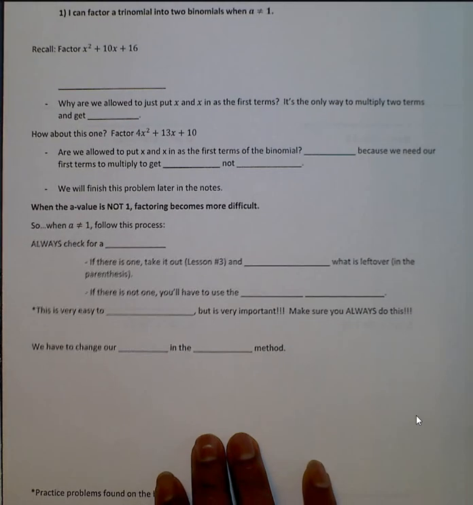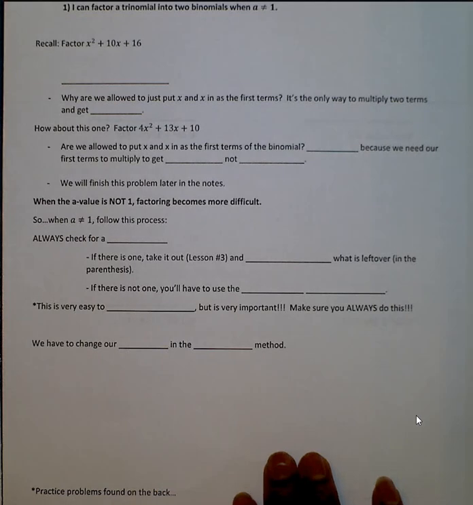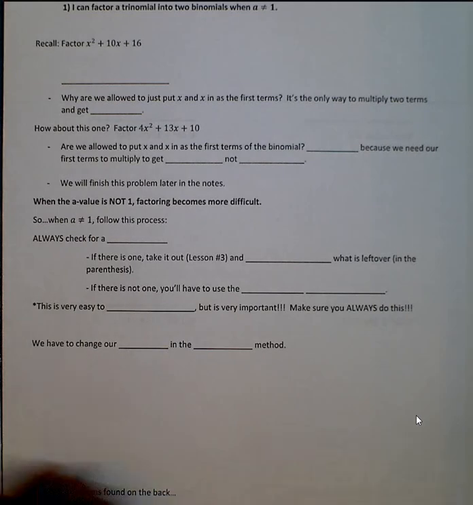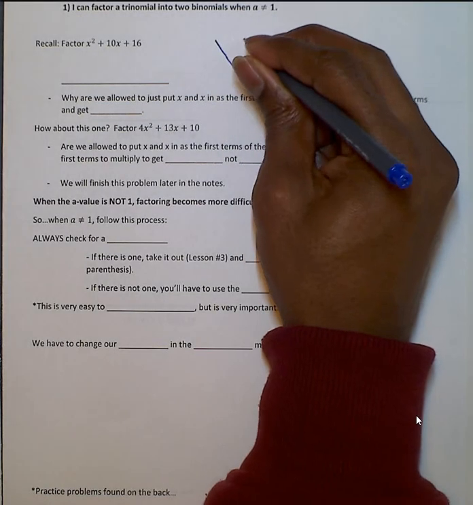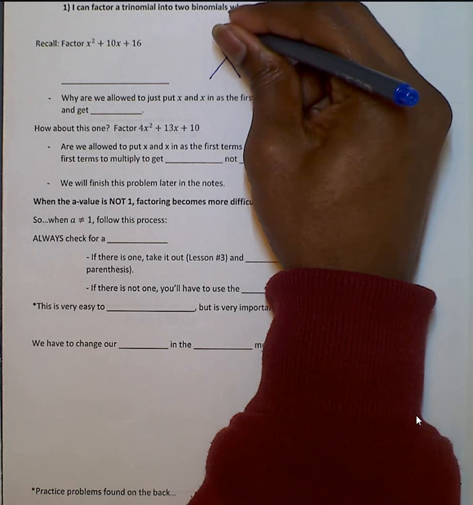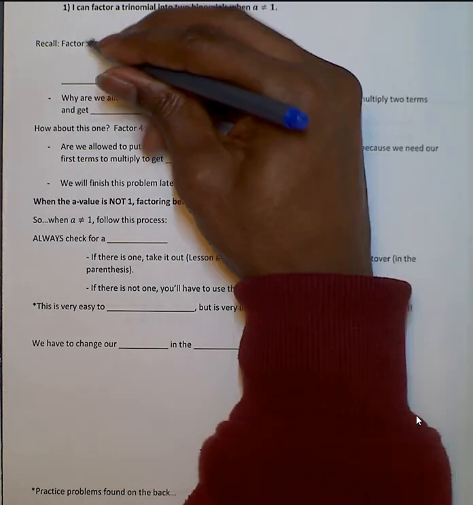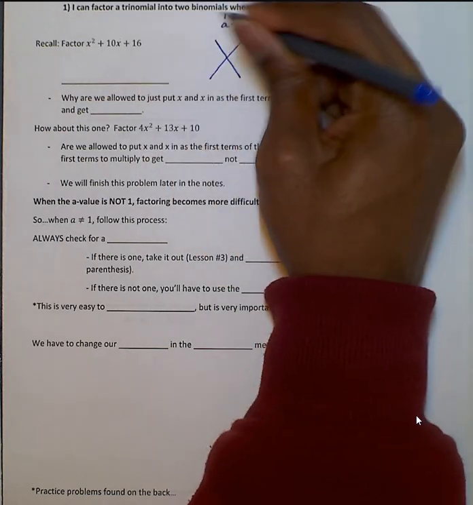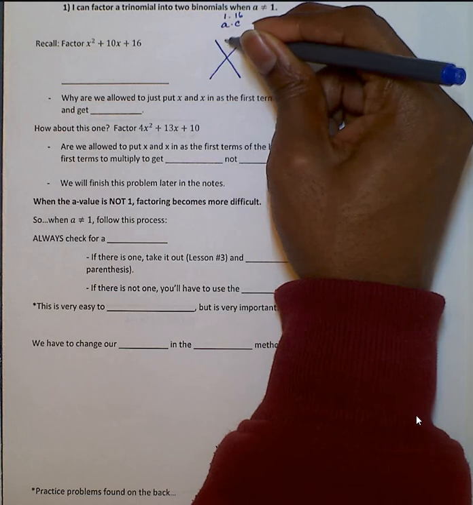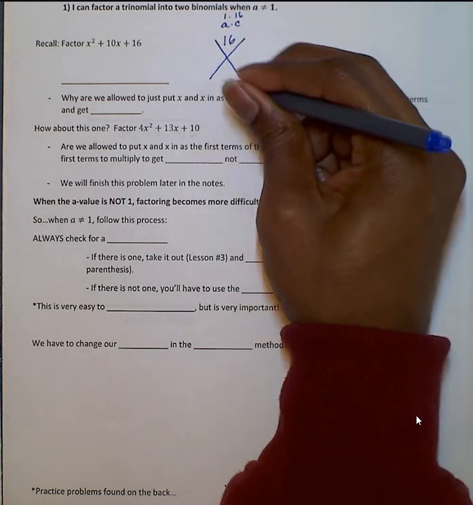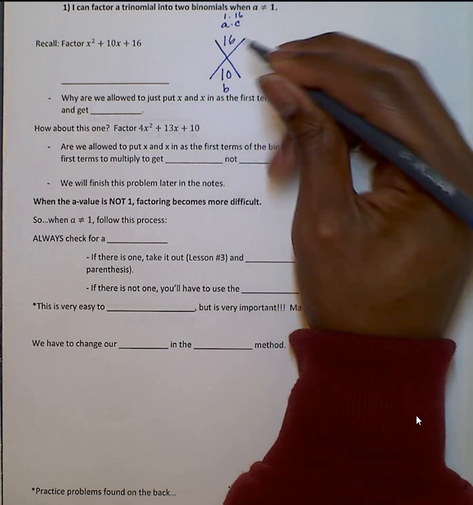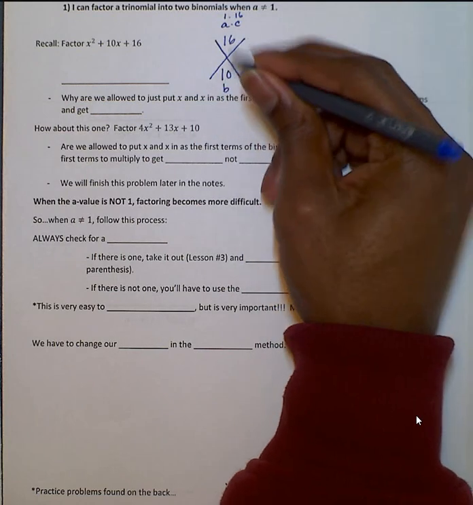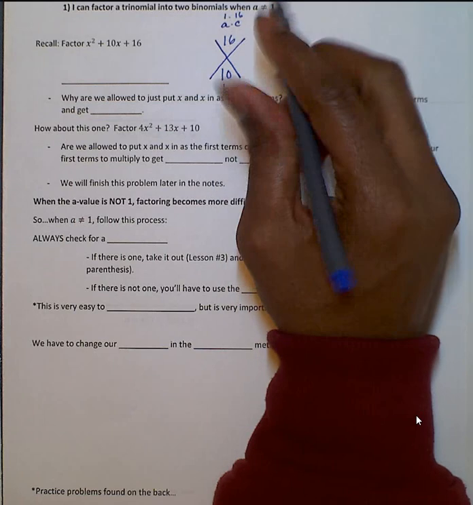Recall from last lesson that we talked about factoring quadratics like this, x squared plus 10x plus 16. And we use this X to help us out. In the top, we said a times c, in this case a is 1 and c is 16, so we wanted to find two numbers that multiply to give us 16, and on the bottom we wanted them to add up to 10. I just put this here so we have both numbers in our view as we're thinking about it.